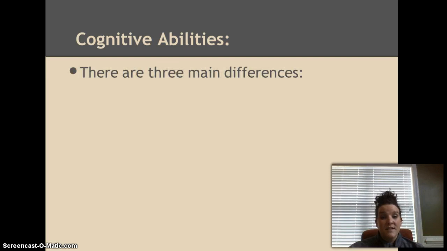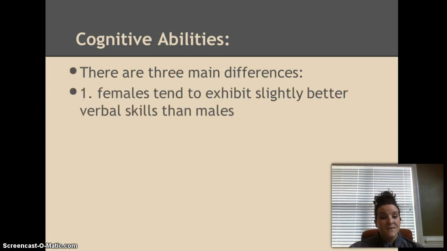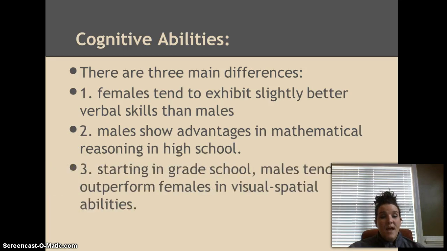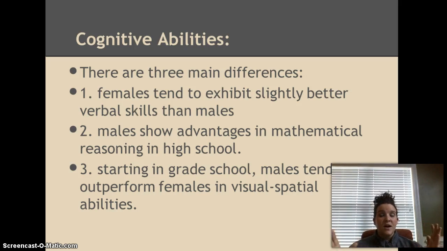So when it comes to cognitive ability, there are three main differences. One, females tend to exhibit slightly better verbal skills than males. Males do show advantages in mathematical reasoning in high school. And starting in grade school, males tend to outperform females in visual spatial abilities, being able to tell like how far apart things are. Males are better able to estimate those than females.